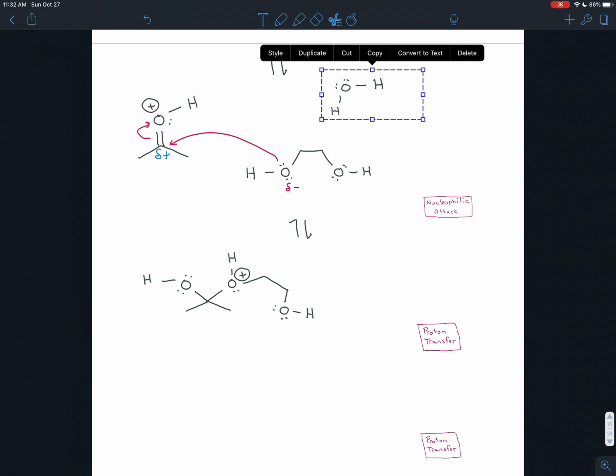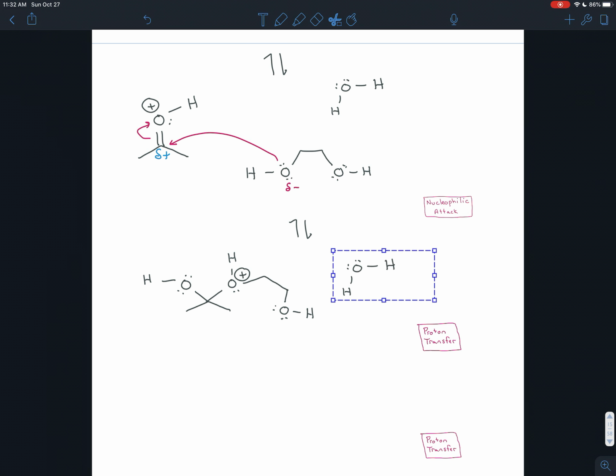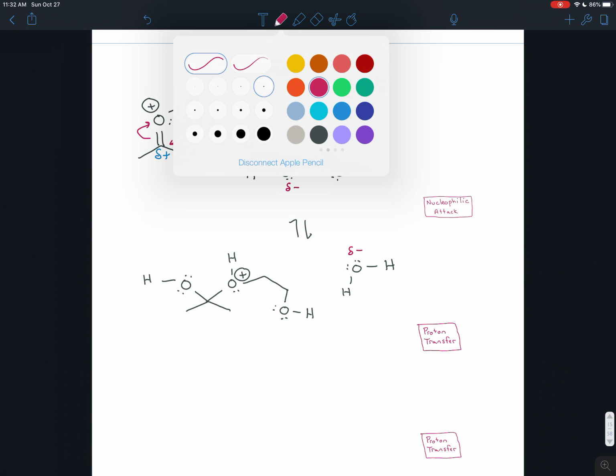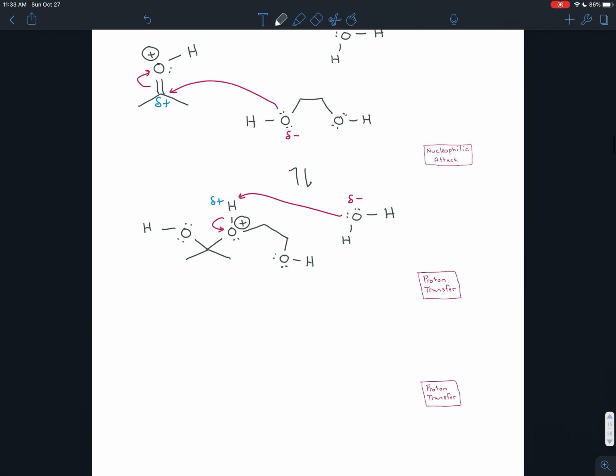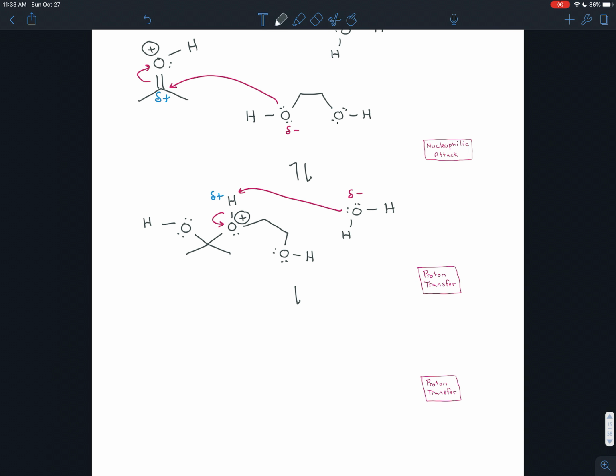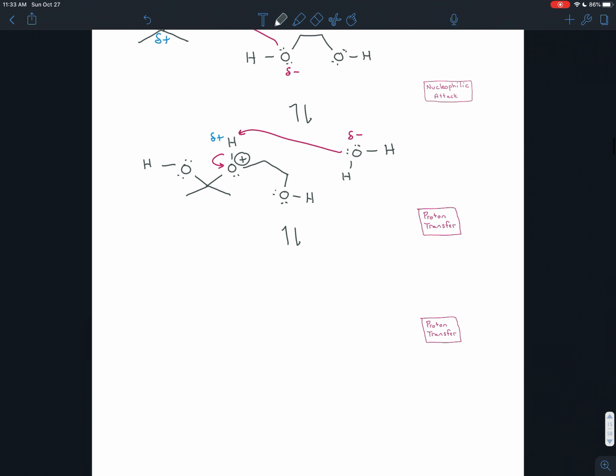So we can take the water that we produced in the previous step and use that as a base. The slightly negative oxygen in the water will steal the slightly positive hydrogen on this, and the electrons will go to the oxygen to help stabilize that positive charge. So what we have now is the hemiacetal. We've added one of our alcohols completely.